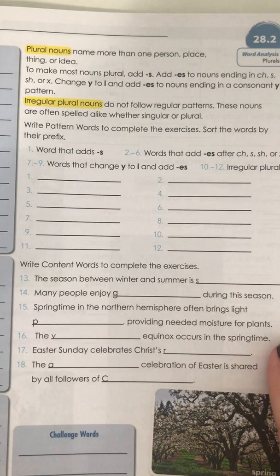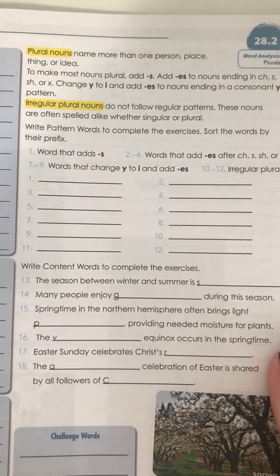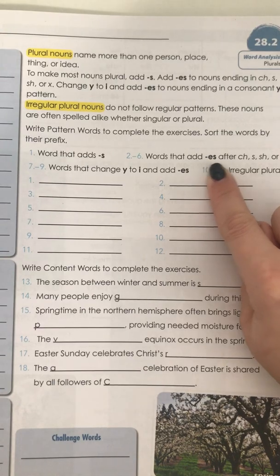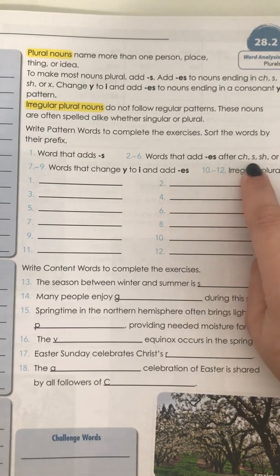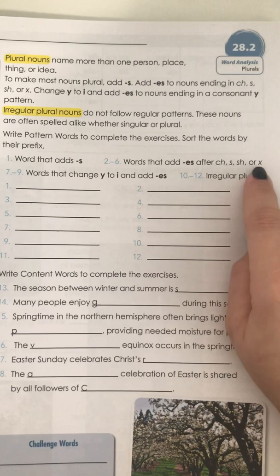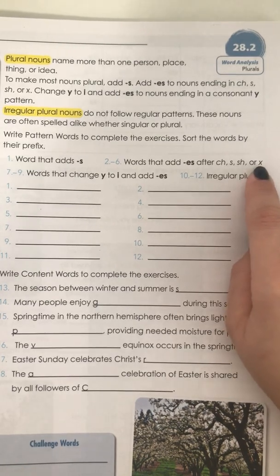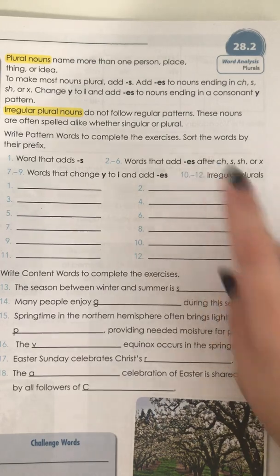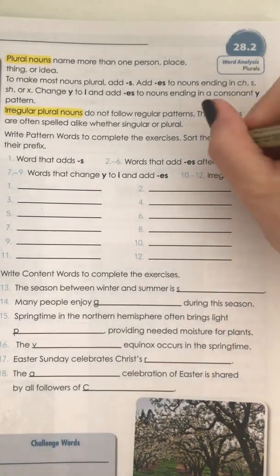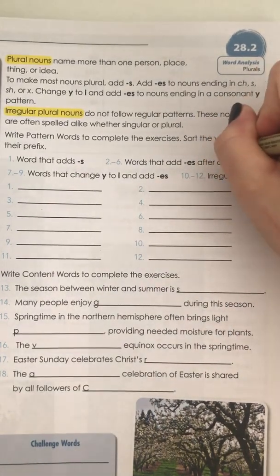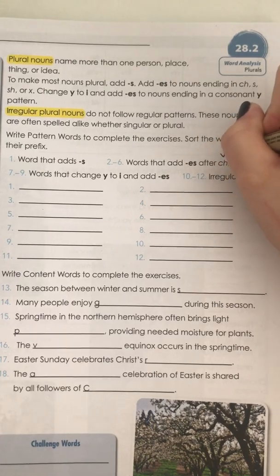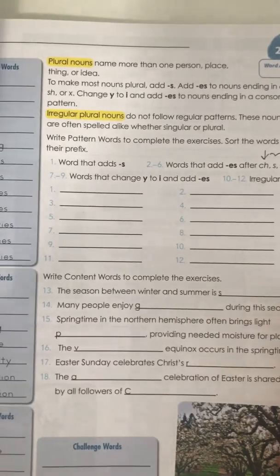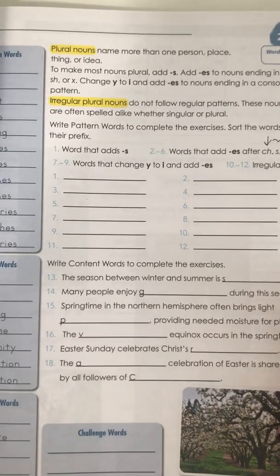For numbers 2 through 6, you're going to write the words that add ES after CH, S, SH, or X. So any words from your pattern word list that add an ES, but they come after CH, S, SH, or X. Those will go in numbers 2 through 6.